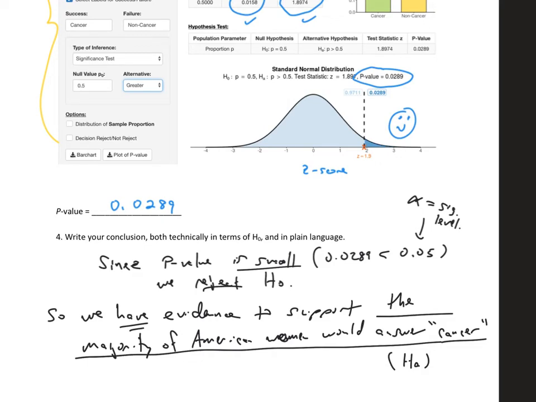So I have a nice statement. This study provides me enough evidence to conclude that the majority of American women would answer this question, cancer, if we could ask them all.